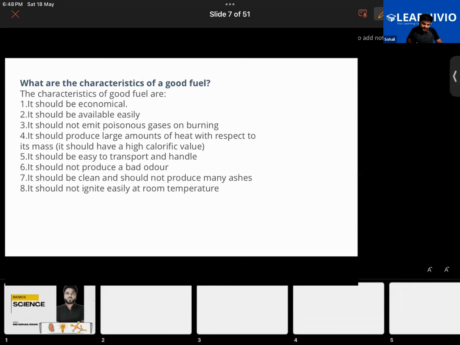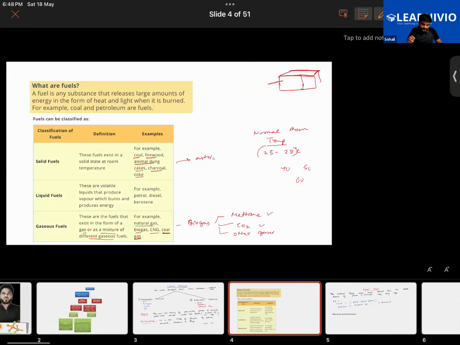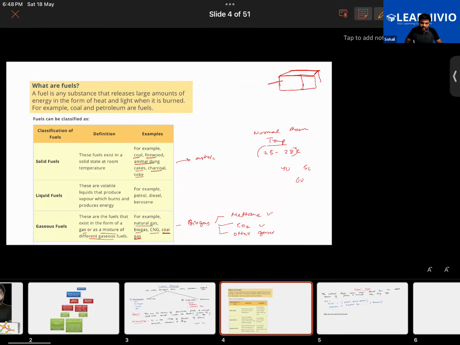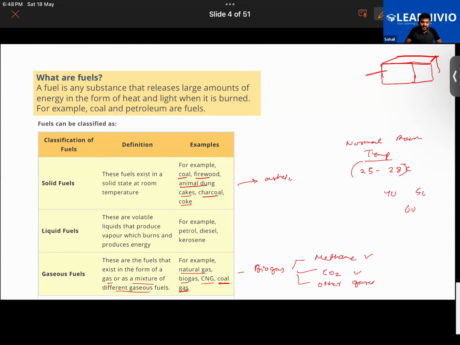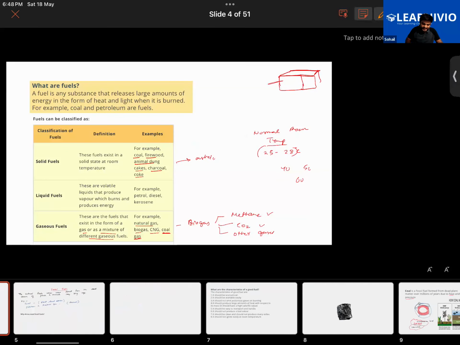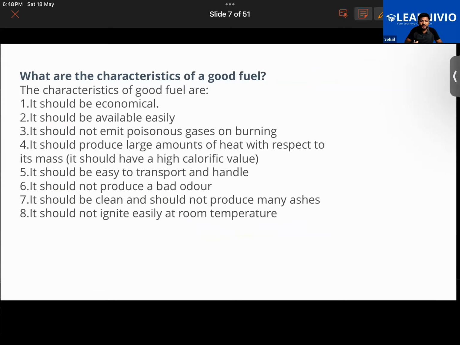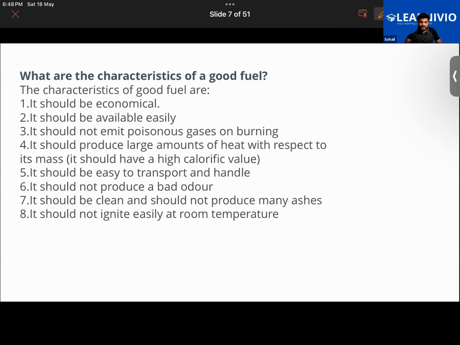We have learned about different types of fuels over here. We learned about coal, firewood, animal dung. But are all of them good? How do we categorize and distinguish them? How do we categorize whether a fuel is good or bad? For a fuel to be a good fuel, it should have the following characteristics.